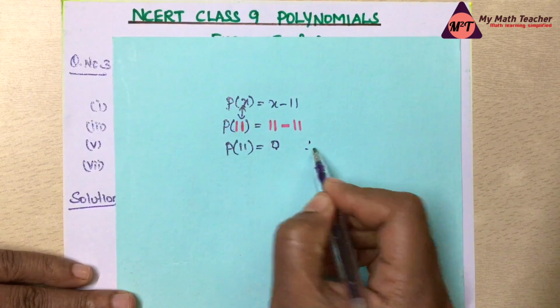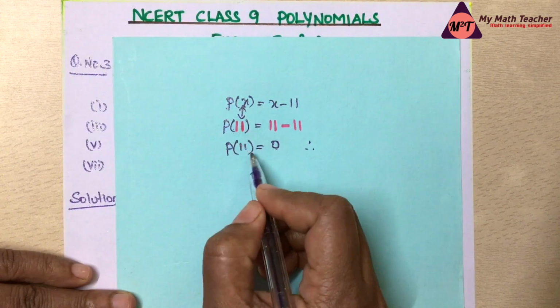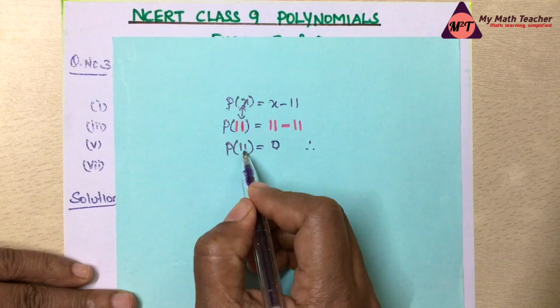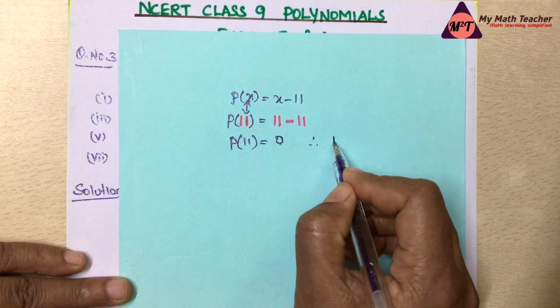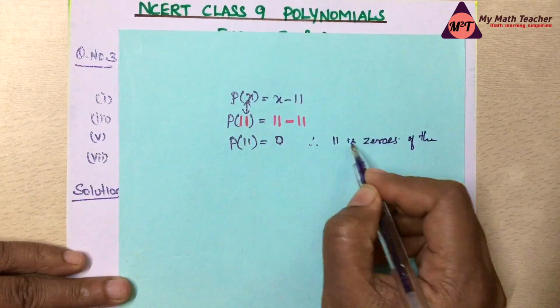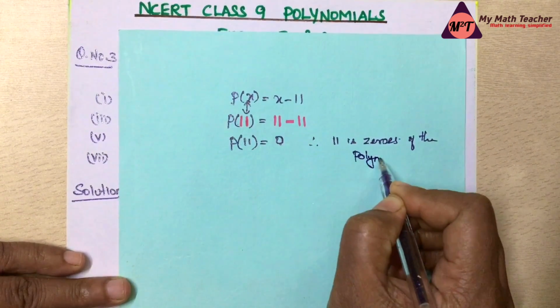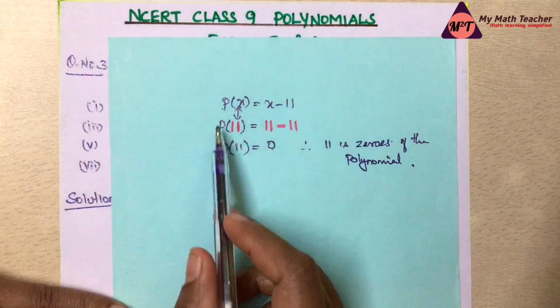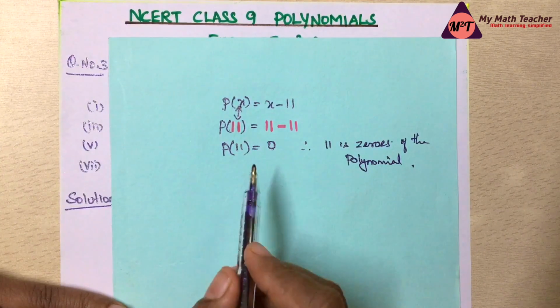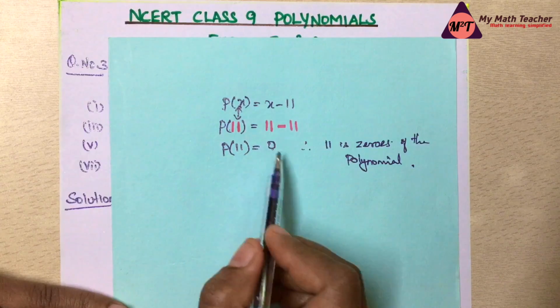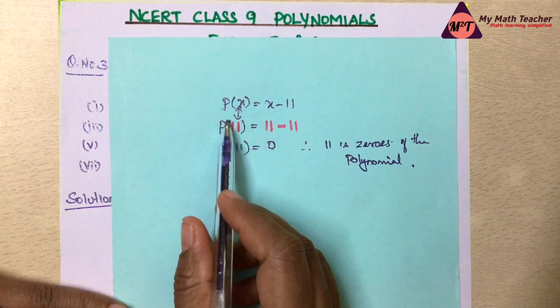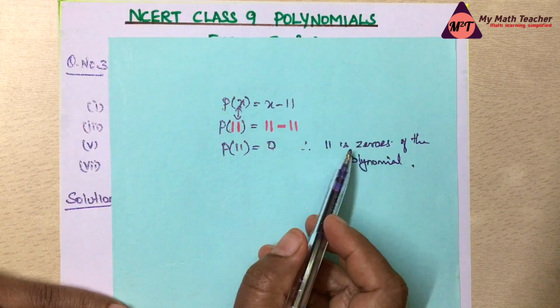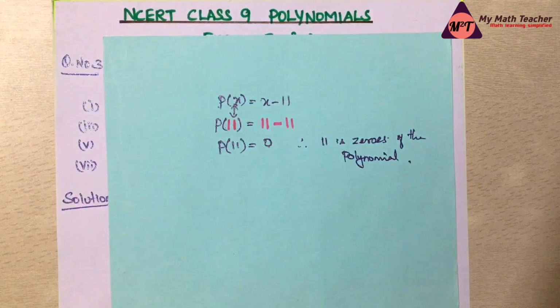Therefore, at what value does the polynomial become 0? At 11, the polynomial becomes 0. Now we can say 11 is the zero of the polynomial. Zero of the polynomial is nothing but the value at which the polynomial becomes 0. Here we have found that at 11 the polynomial becomes 0. So this is what we are going to solve in this exercise.